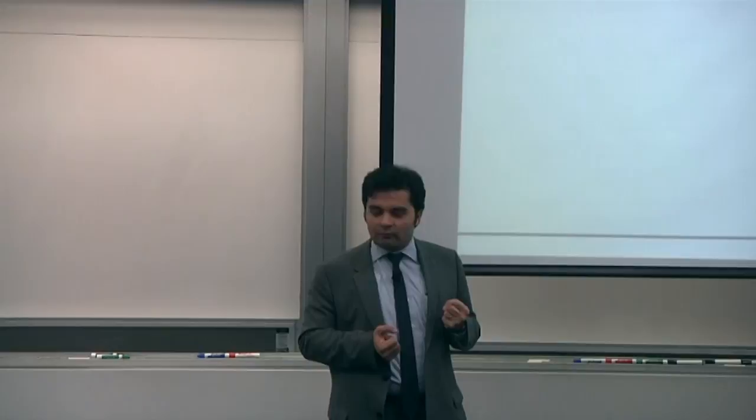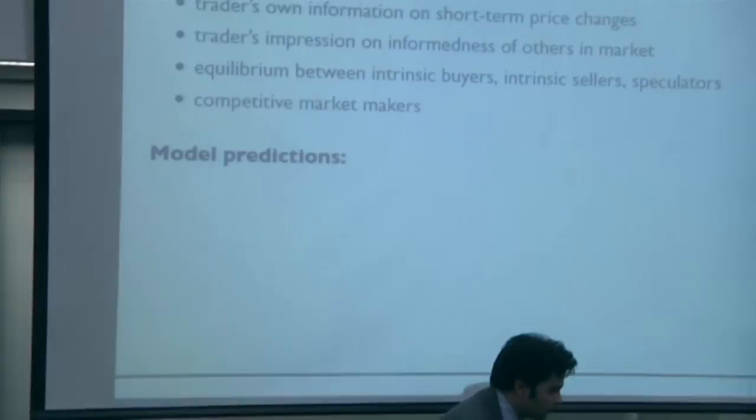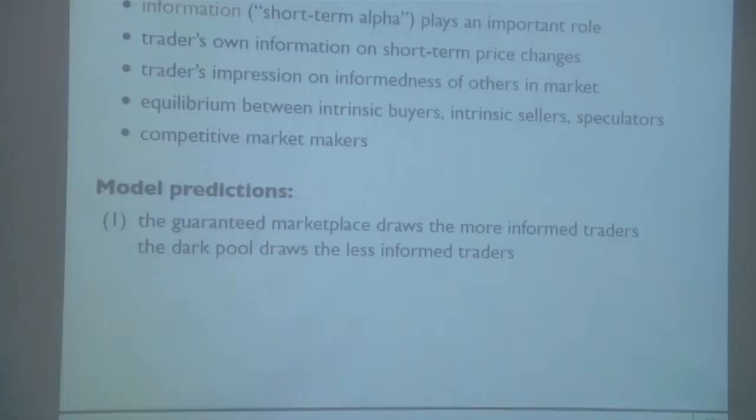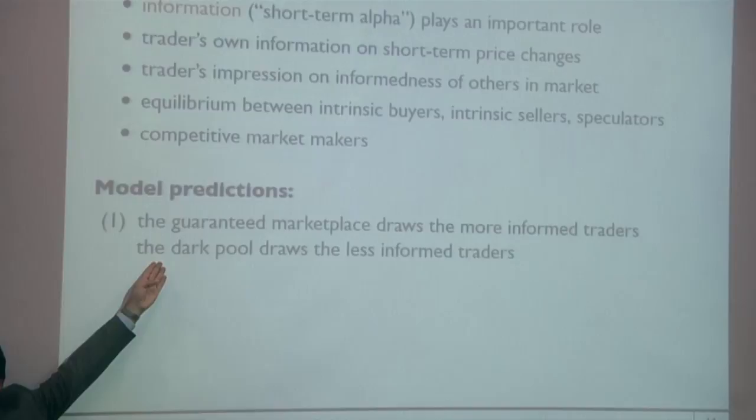We solve for an equilibrium in this model and we get a number of interesting predictions. So number one, who chooses which marketplace? Well, as you might expect, the more information you have, the more you're going to go to the guaranteed marketplace. If you're very well informed and you know the price is going to go up, you want to buy with certainty. On the other hand, if you're less informed, if you have little or no information, maybe you're only trading for idiosyncratic reasons, you're willing to trade in the dark pool. You're willing to take that risk because it doesn't make sense for you to pay transaction costs.